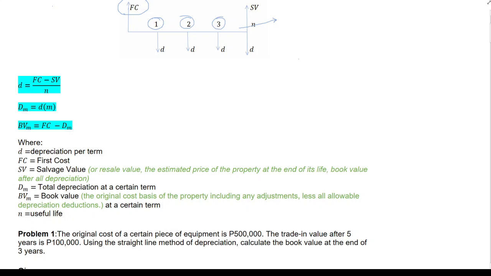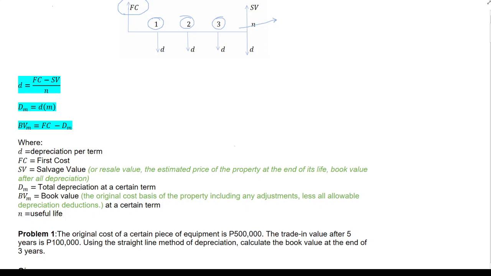BV_m is the book value at a certain term, or the original cost basis of the property, including any adjustments, less all allowable depreciation deductions, at a certain term again. That is equal to the first cost minus the depreciation at a certain term.